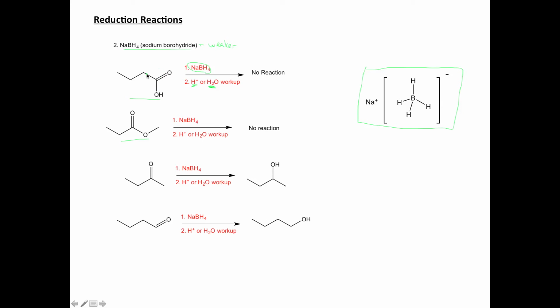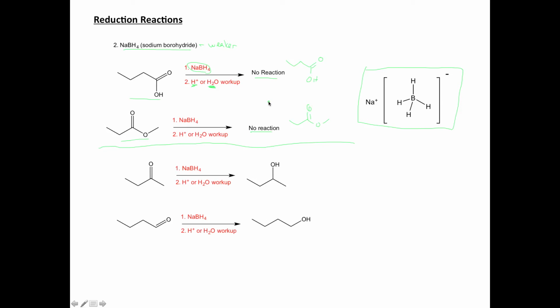So upon treatment of a carboxylic acid with sodium borohydride, you get no reaction. What that means is you still have the carboxylic acid. The functional group is not reduced. And that's the same with an ester. Sodium borohydride is not a strong enough reducing agent to reduce an ester, so you're left with the ester as your final product. And this is really the key difference between sodium borohydride and LAH. LAH reduces carboxylic acids and esters to alcohols, where sodium borohydride does not.